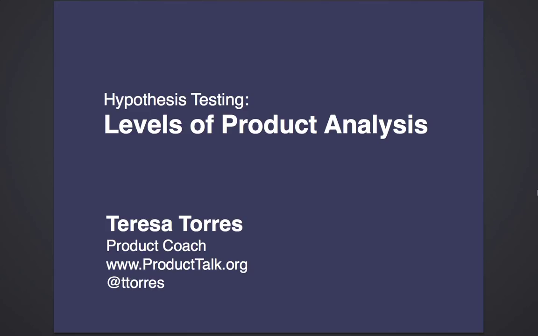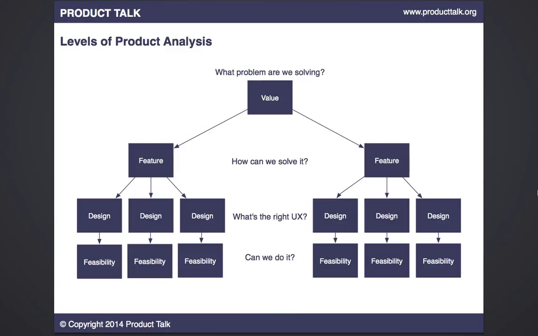Let's get started. As we develop product ideas, we want to start by understanding what problem we are solving or what value we can deliver, how we might solve that problem with different features, what the right design for each feature might be, and whether or not the specific design is technically feasible. We can run experiments to test at each level of product analysis.